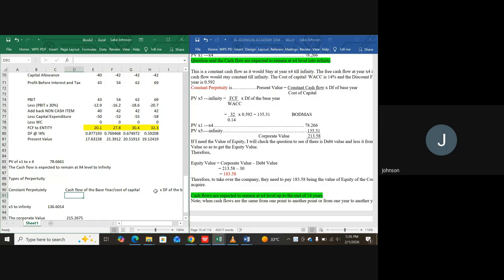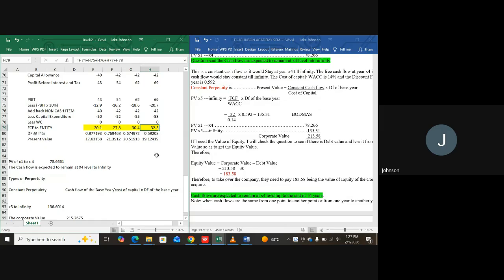So what do we need to take note of? The cash flow of the base year divided by the cost of capital given to you in the question, multiplied by the discount factor of the base year. What is the base year? The last year before we go to year 5 is year 4. So what is the cash flow of year 4? The cash flow of year 4 is 32.3, right? Then what is the cost of capital in the question? The cost of capital in the question is 14%.